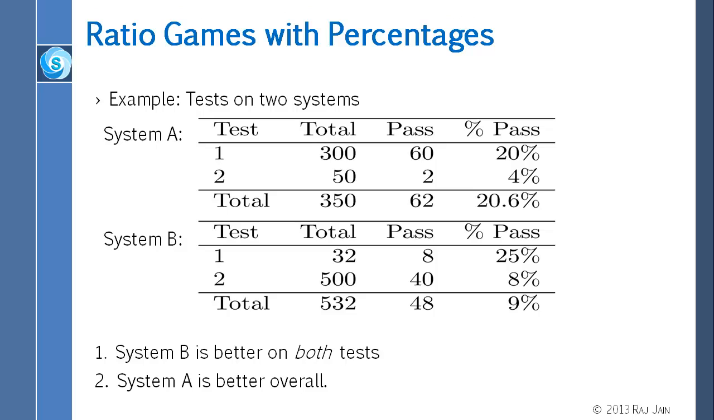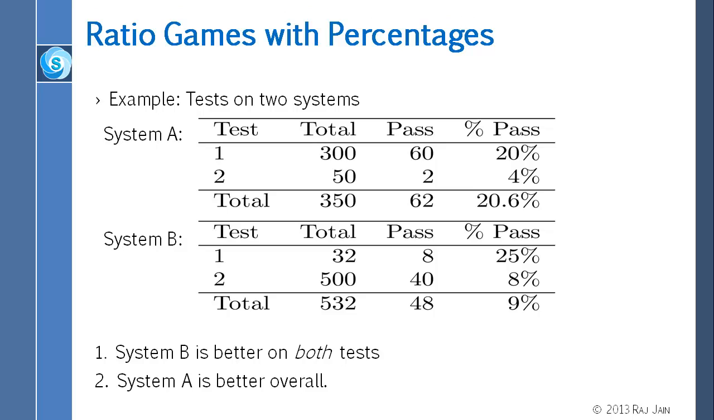And then other times the ratios show up as percentages. So I ran 300 tests on system A. I ran test number 1 300 times, 60 of them passed, so I passed 20%. I ran test 2, 50 of them, only 2 passed, so I passed 4%. On the average, we passed about 62 out of 350, which is 20.6%. We did the same thing on system B, and the numbers came out 8 out of 32, 40 out of 500, and then the average comes out 9%.